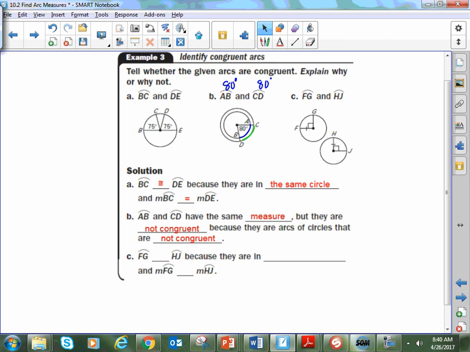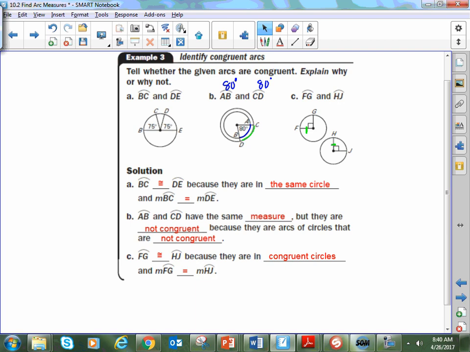And finally, FG and HJ, are those congruent to each other? Well, we know that both of them should be 90 degrees because we have a right angle. So they have the same arc measure. Are they in the same circle? Clearly they're not. But are the circles congruent? Well, in this case, I can conclude that the circles are congruent because even though they're not telling me what the length of the radius is, they are telling me that the radius of the circles are congruent to each other. So because the radius of the circles are congruent and they have the same measure, then I can say that these circles are indeed congruent.